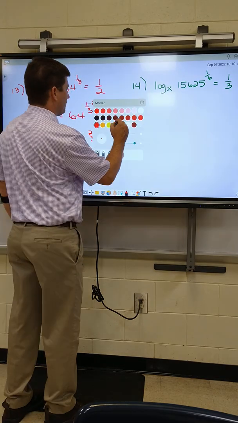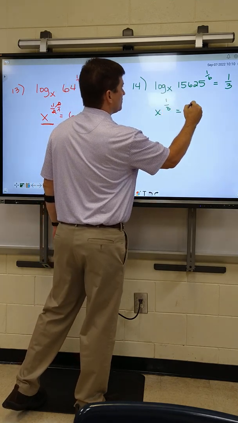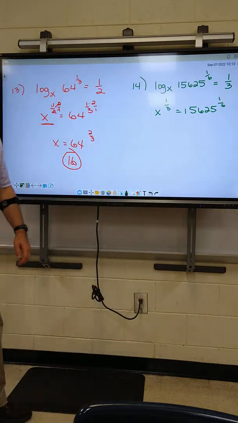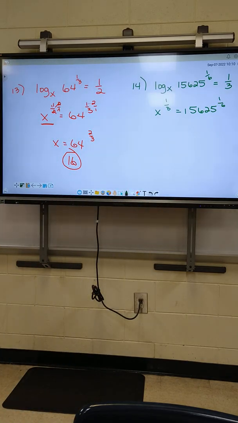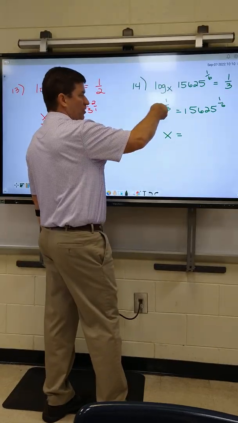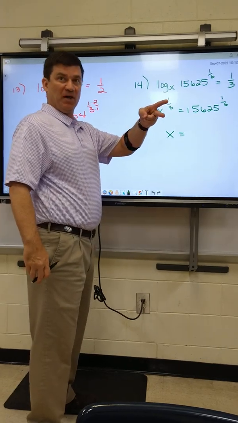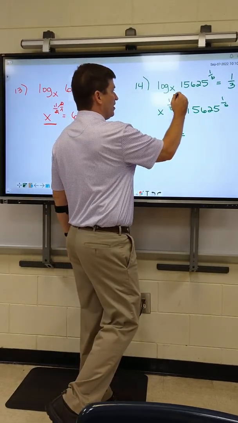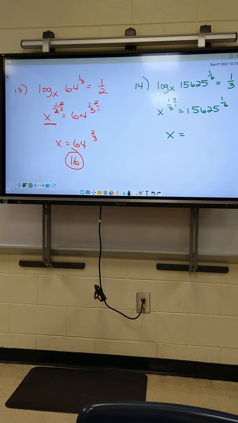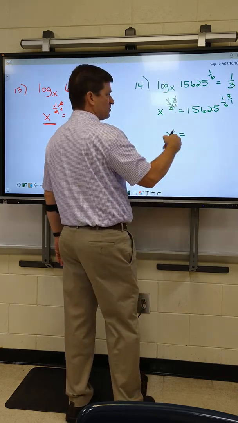All right, so let's set up number 14. It's going to be x to the 1/3 equals 15,625 to the 1/6. So, if I want the x to end up being by itself, how do I get that 1/3 to cancel? I do the reciprocal, I flip it over. So instead of 1 over 3, it'll be 3 over 1, right? But if I do 3 over 1 on the left, I got to do 3 over 1 on the right. So that cancels, gives you x.